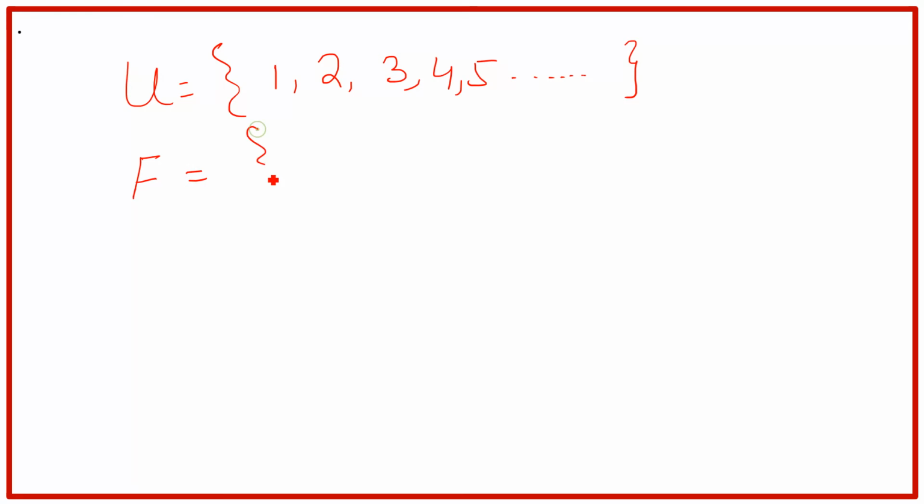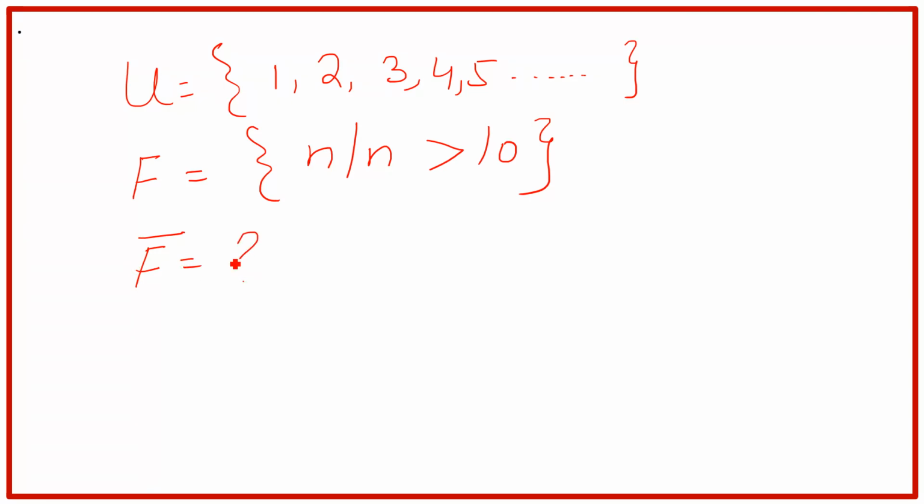Another question I will show you. Suppose, same thing, U is equal to 1, 2, 3, 4, 5 and so on, which is also the natural numbers. And we have another set, suppose F. Here I will write in the form of set builder notation: n, while n is greater than 10. You have to find the F complement.